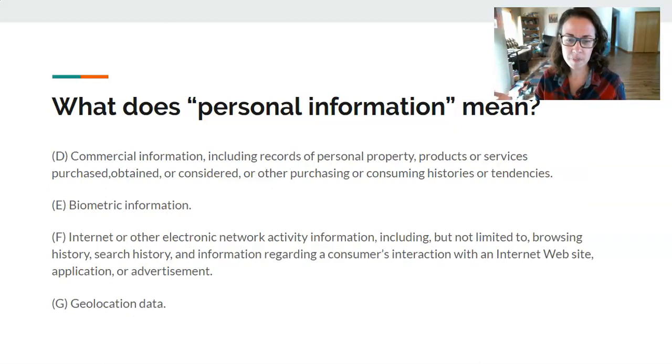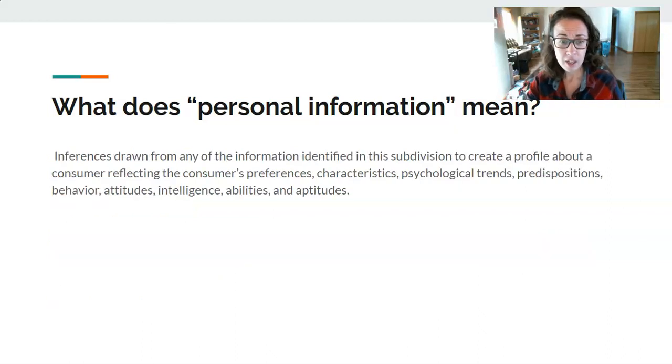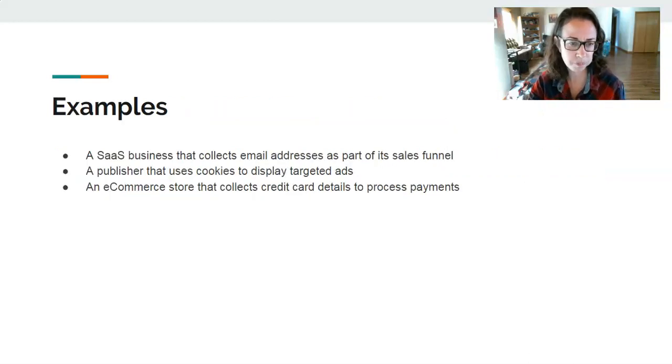Obviously we're used to this: browsing history, search history, your interaction with a particular website, your geolocation information. Not only that, but the inferences that you may draw from this information that create a profile about the consumer regarding their preferences, characteristics, psychological trends, behaviors, attitudes, intelligence, abilities, aptitudes. You think about back when Facebook ads were really getting going, and you could narrow your audience for purchase behavior, right? Like people who use credit cards online, or people who are likely to be interested in something based upon some other information. It's just really interesting.